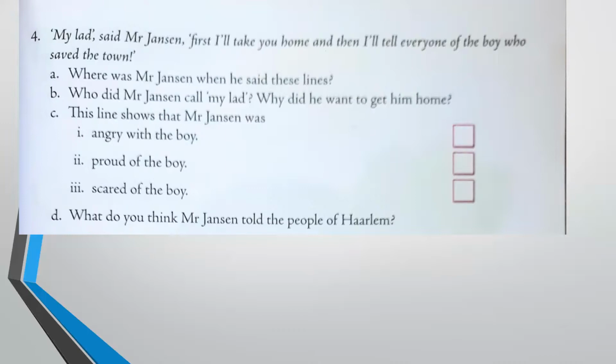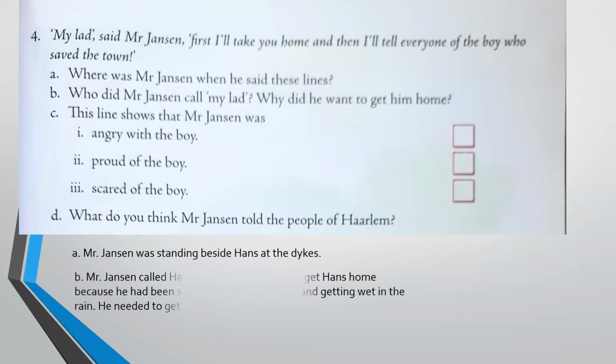Now you're talking about only this part of the lesson where these lines are from. Let me say once again that you need to know the text very well in order to answer all the questions correctly. So in case you haven't read the story well, please do so. The first answer: Mr. Jansen was standing beside Hans at the dikes. B. Who did Mr. Jansen call my lad? Why did he want to get him home? The answer: Mr. Jansen called Hans my lad.